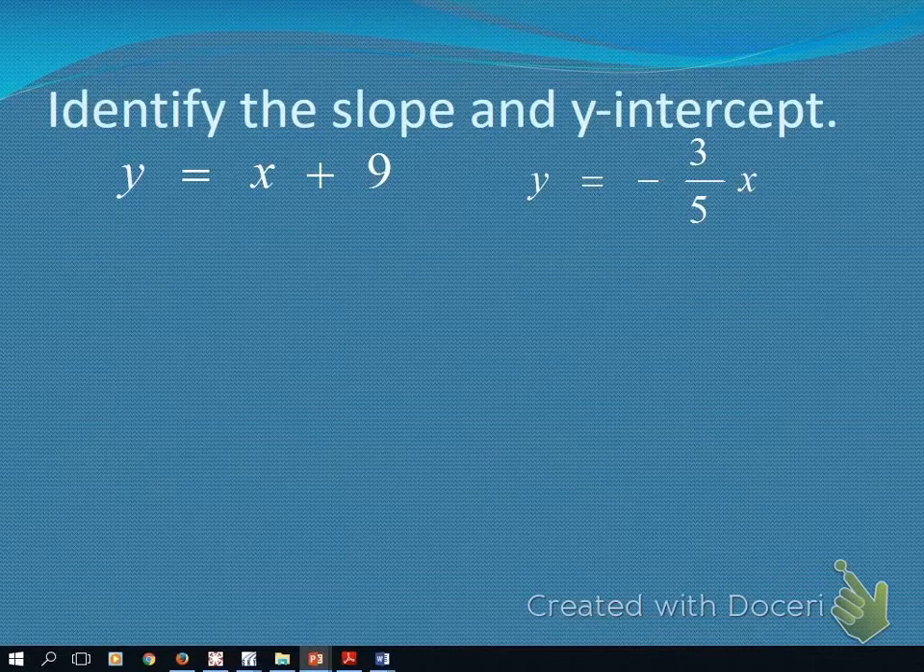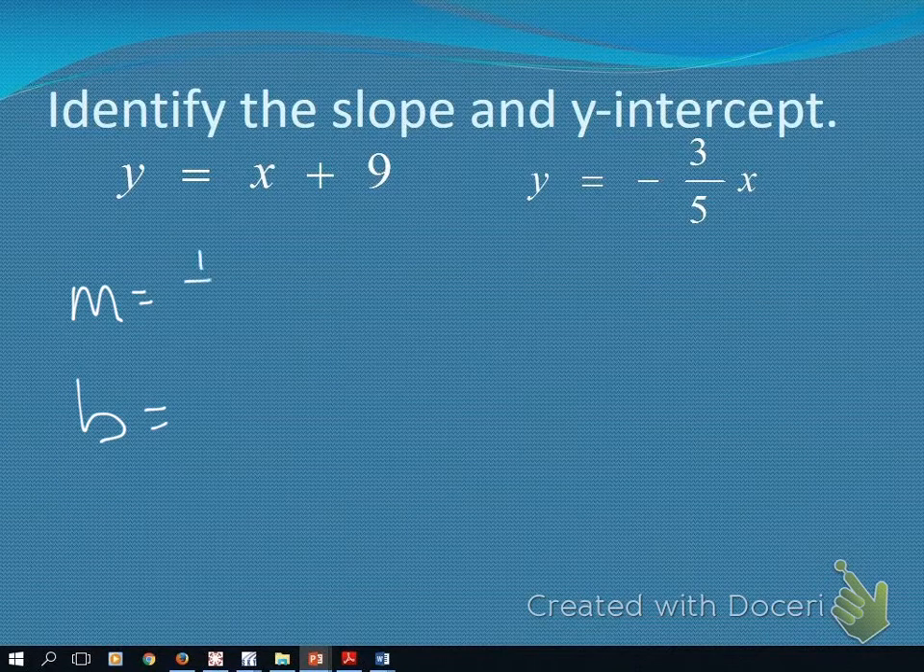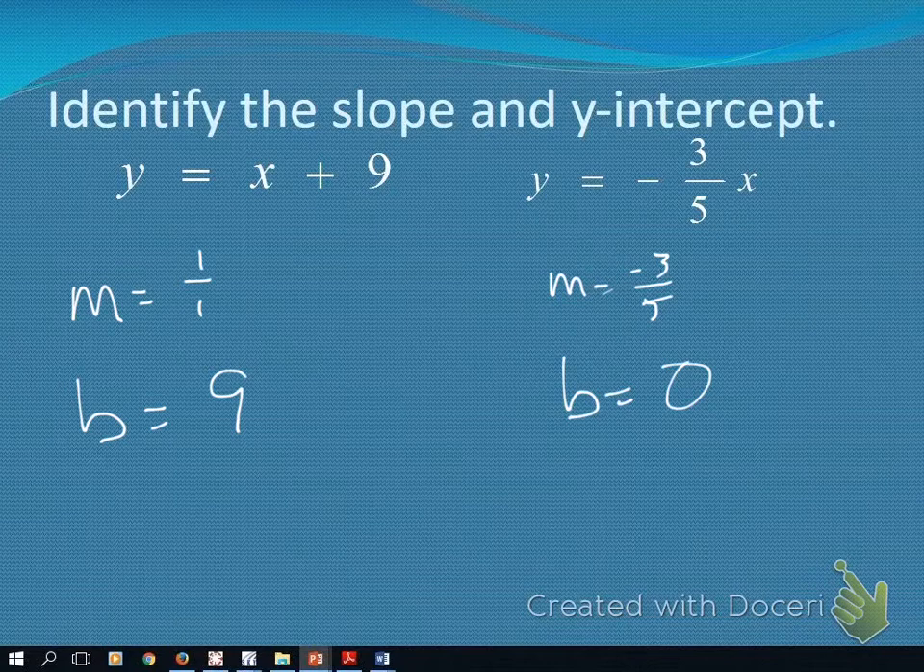First things first, some review for you. What is the slope and the y-intercept for these two equations? Slope for the first one is, right, 1 or 1 over 1. The y-intercept is 9. The slope for the second one is negative 3 over 5. The y-intercept is 0.